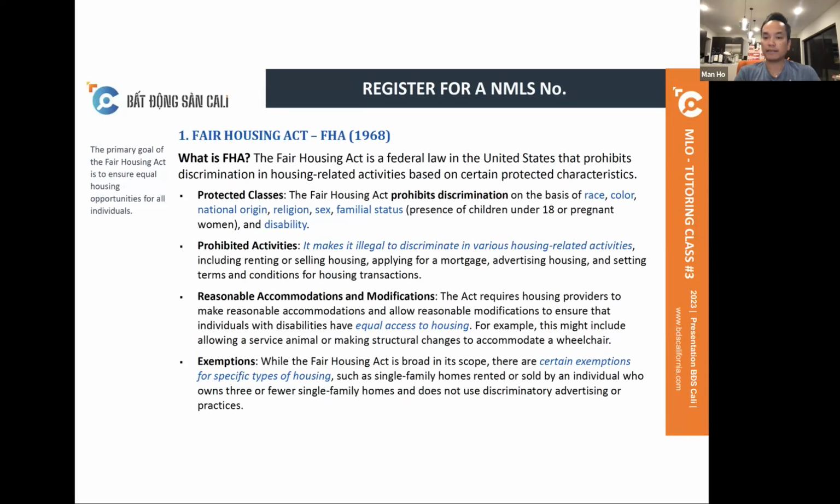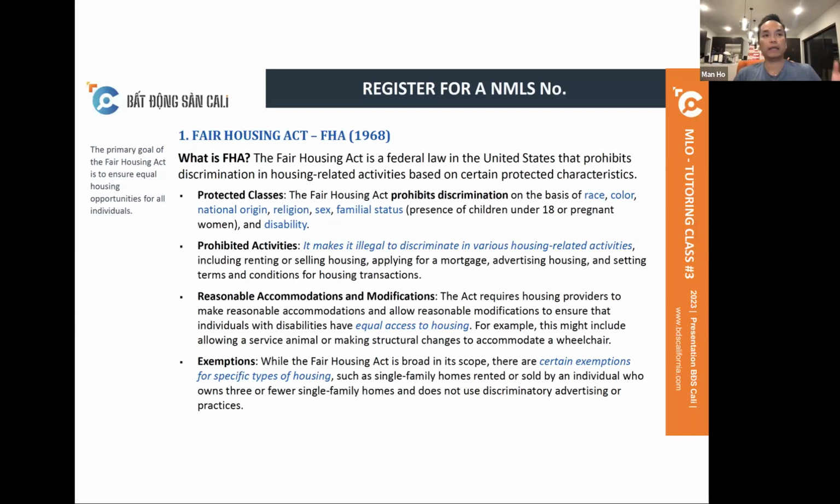So what are the classes? First, race, regardless of the race. You can be African American, you can be white, you can be Latino, you can be Asian, whatever you are. This law says that it needs to be fair across all races. Color, whatever the color of your skin is, it needs to be fair.